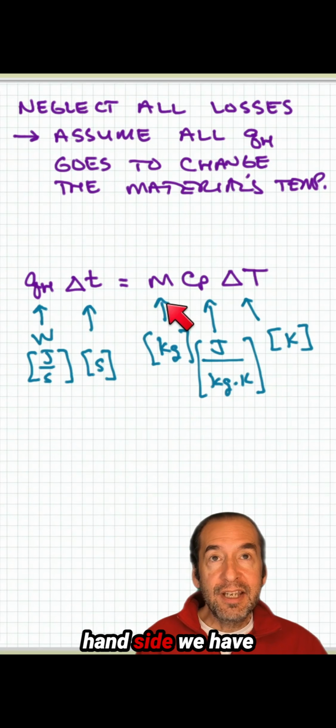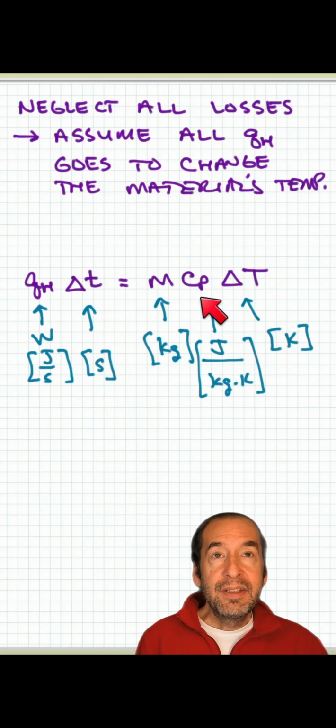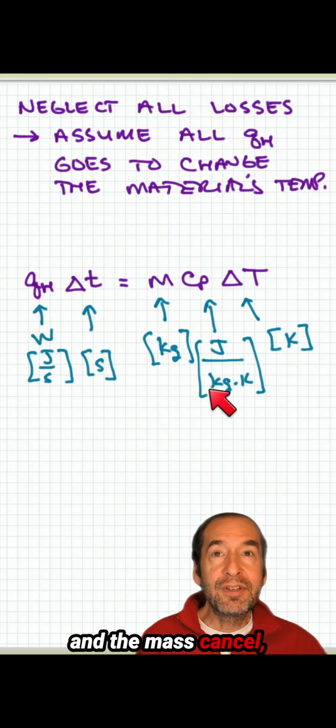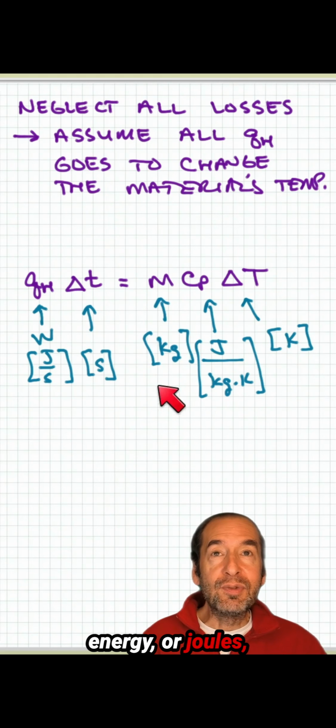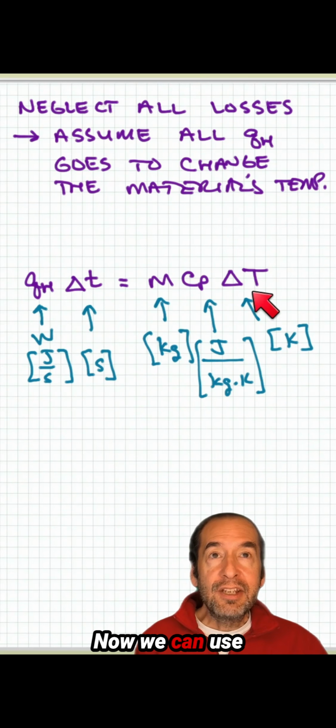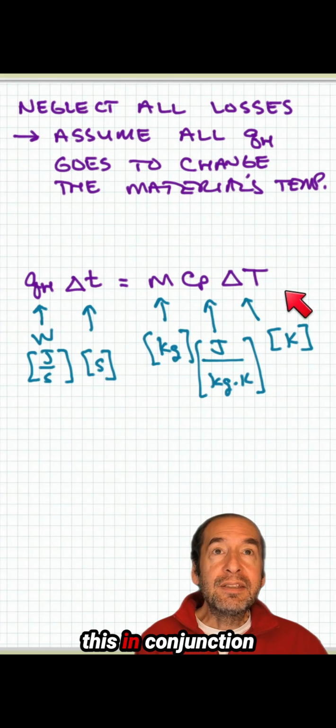And on the right-hand side, we have the material's mass times the specific heat, which has units of energy per mass per temperature, times the temperature change. Here, the temperature and the mass cancel, so we have units of energy or joules on both sides of this relationship.